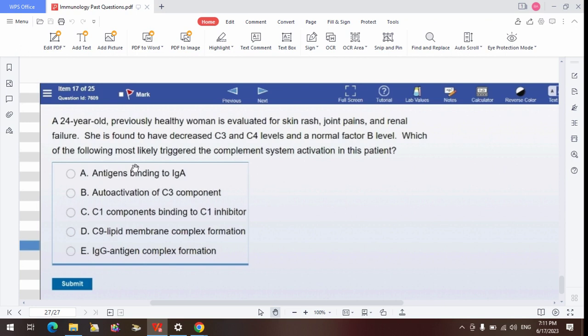So SLE involves formation of those immune complexes. That's the way it works. So that's the reason why you are picking antibody immune complex formation, because that is what will activate the C1. C1 will go to activate C4 and C2, cleaving them into C4b and C2b. That will join together to form C3 convertase. So C3 convertase will also split the C3 into C3a and C3b, and the reaction continues like that.